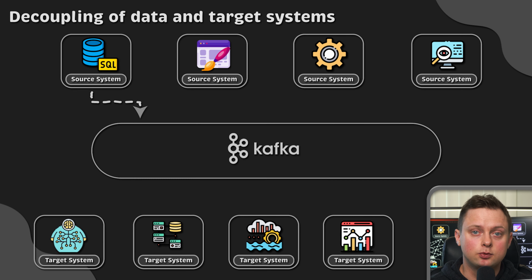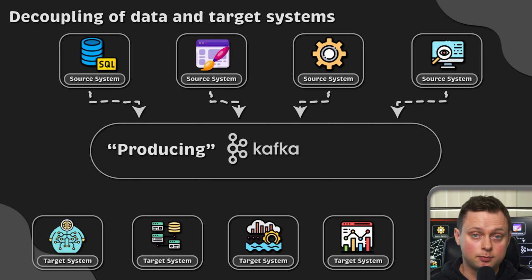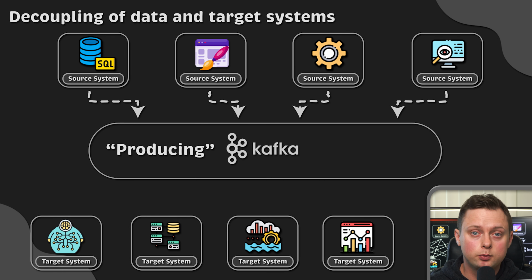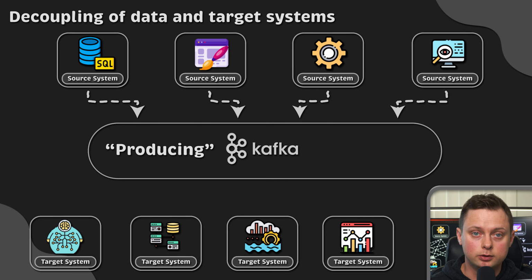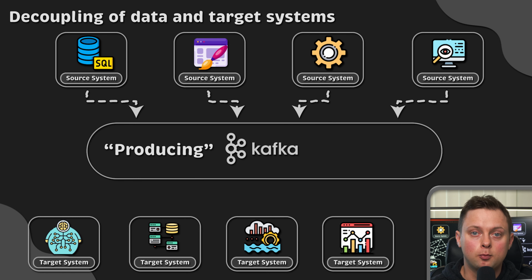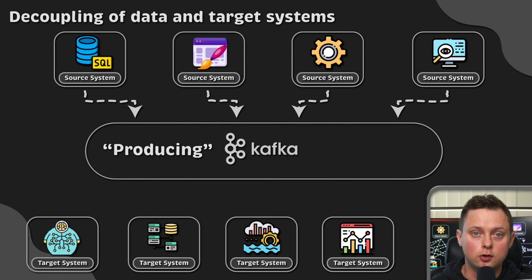What's going to happen next? The source systems will be responsible for sending data. This process is known as producing, where they send data to Apache Kafka. So what will happen is Apache Kafka will start receiving a continuous flow of your data from all of your source systems. It's like a stream of all of your data flows to it.